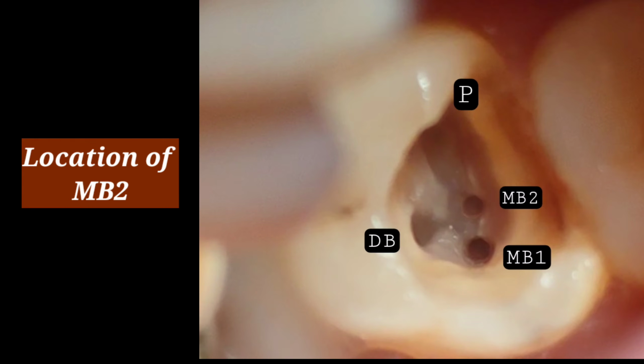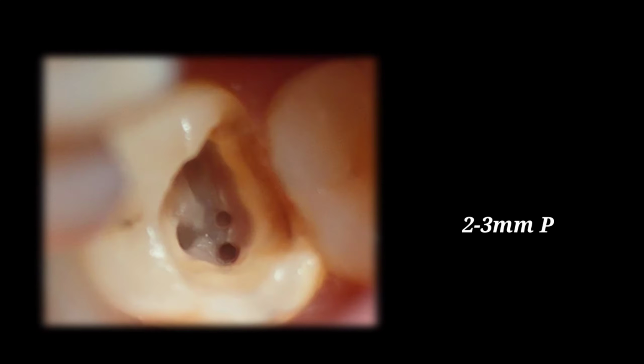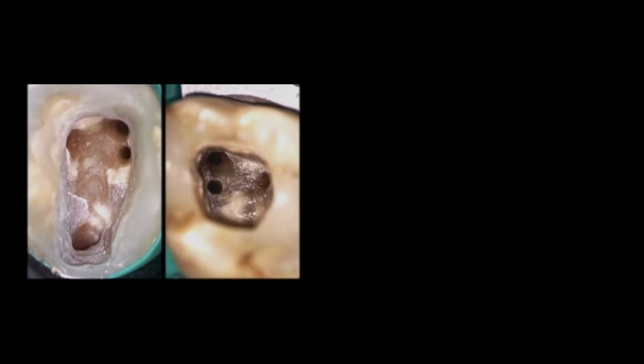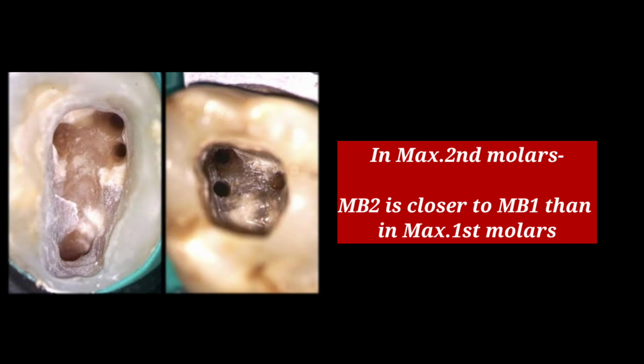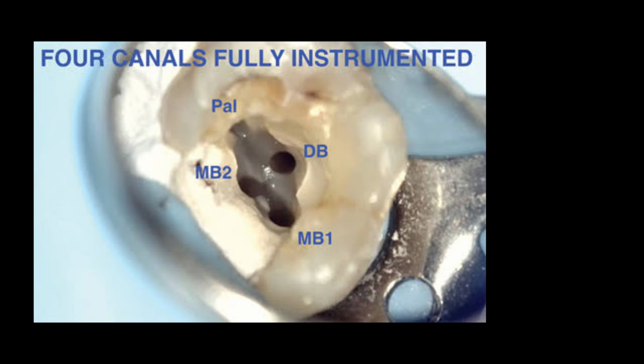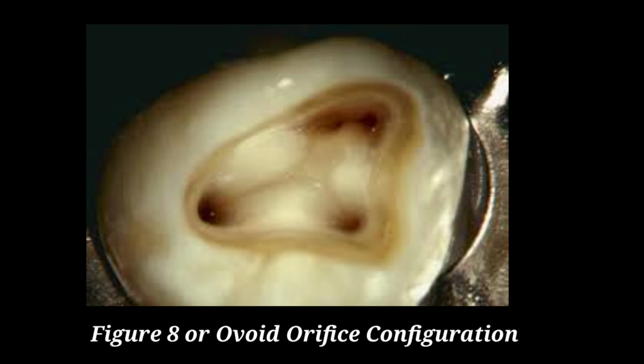So now we will discuss possible locations for MB2. The common area where clinicians should search is 2 to 3 mm palatal to the MB1 canal, in the direction of an imaginary line connecting the MB1 canal to the palatal canal. In maxillary second molars, MB2 tends to be closer to MB1 than in the first molars. In fact, by the time the two MB canals are fully instrumented, they may form a figure 8 or ovoid orifice configuration.